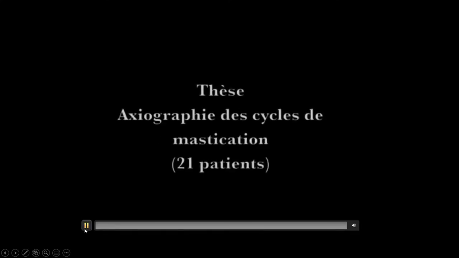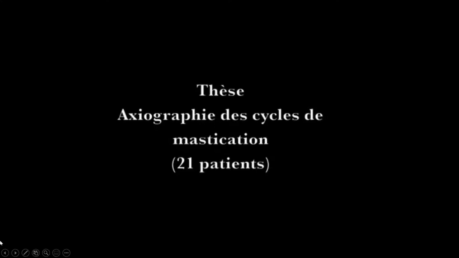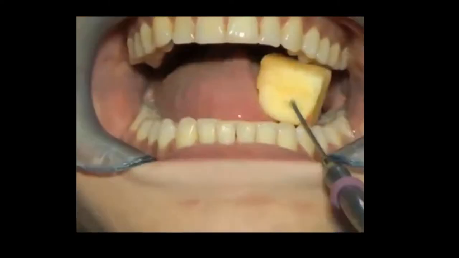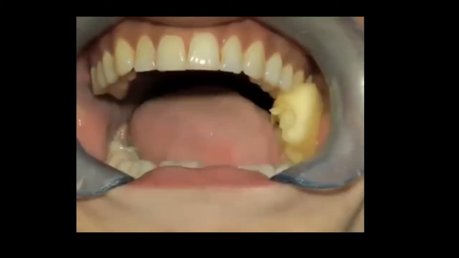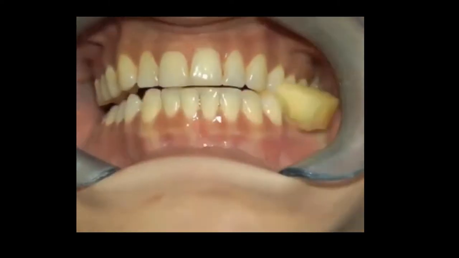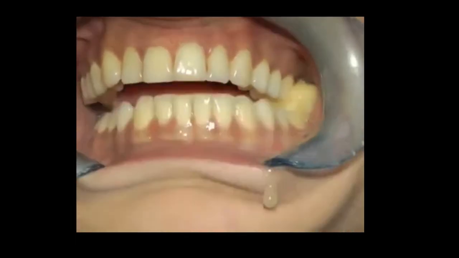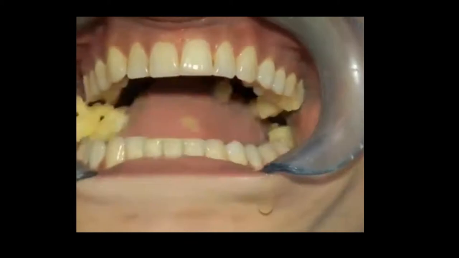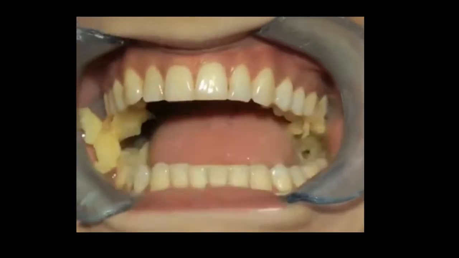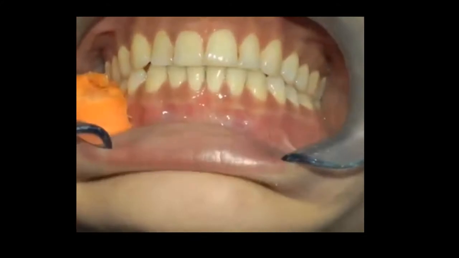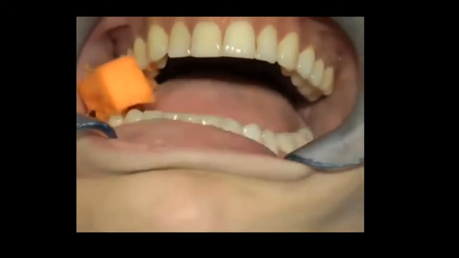This is a chew cycle, everyone. So these are real people with natural teeth chewing carrot, apple. So I want you to watch the chew cycle. Is it straight up and down? No, it comes in at an angle. The chew cycle is shaped like a teardrop, and everyone has a different shaped teardrop. See how it comes in at an angle?